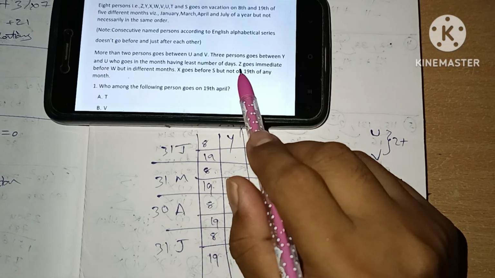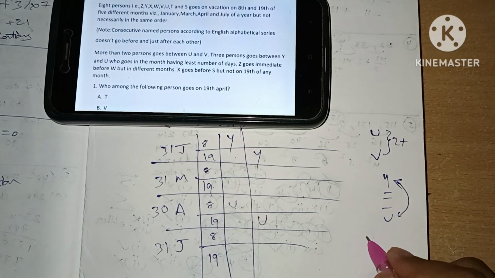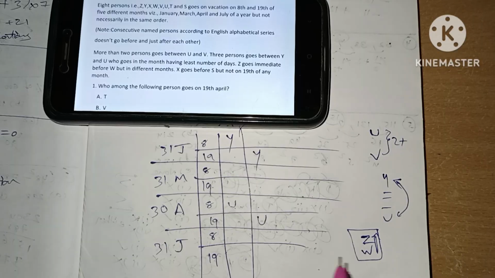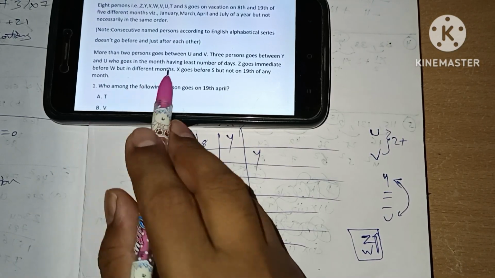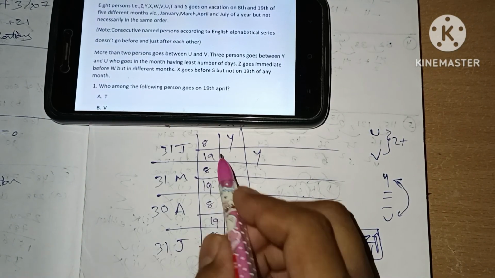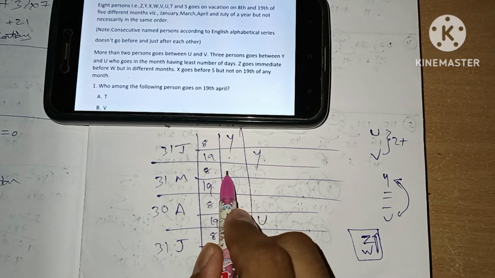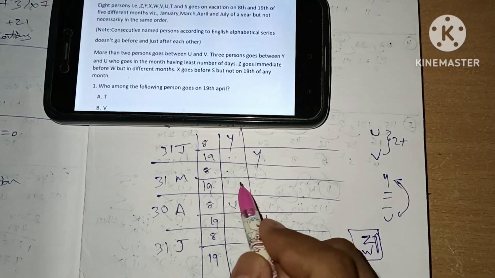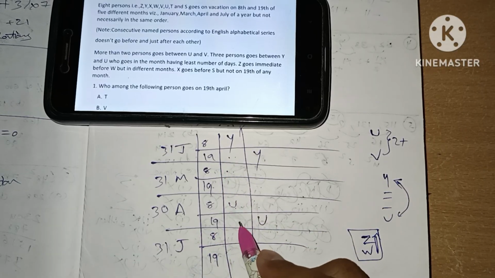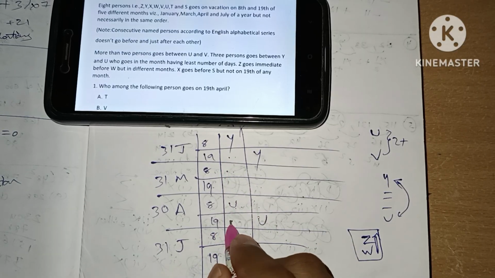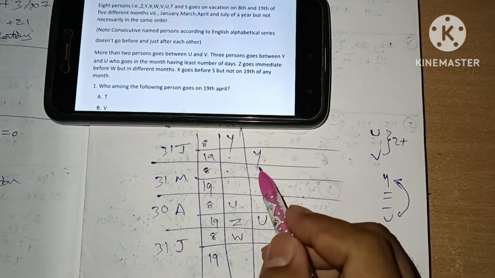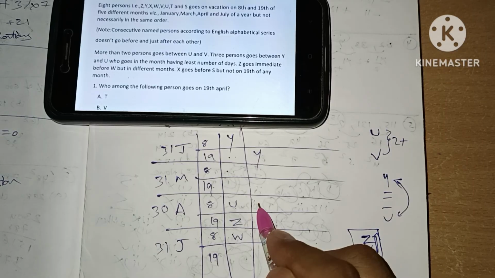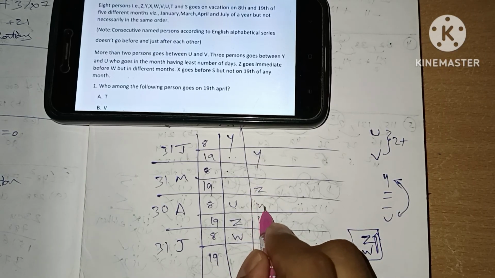Next one, Z goes immediately before W, but in different months. So we can place Z and W, but Y and Z are immediate persons, so they cannot be placed here. So this is not possible. The only place for Z and W is here in this case.